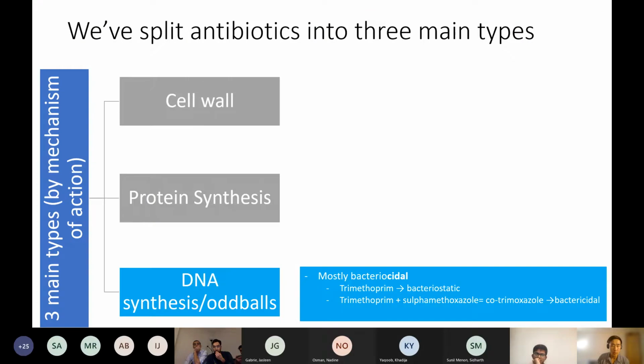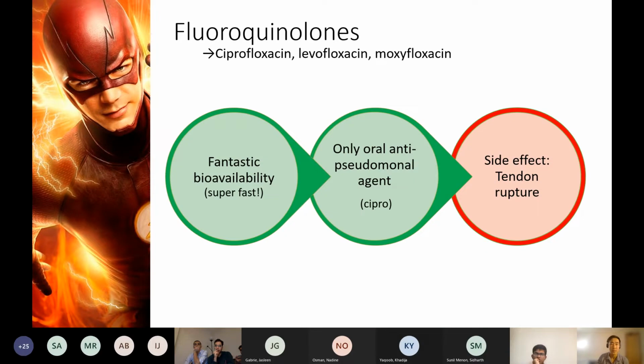Good. Finally, we've got some DNA synthesis ones and oddballs. These are mostly bactericidal, apart from this one thing that I put underneath, because if you think about it, if you're stopping DNA synthesis, that's not good for the cell. Trimethoprim by itself is bacteriostatic, so not that useful, which is why when you combine it with sulfamethoxazole, we make cotrimoxazole, which is stronger and is bactericidal, and you might see more. But yes, going on to fluoroquinolones, which we put as the Flash, and you'll see why soon.